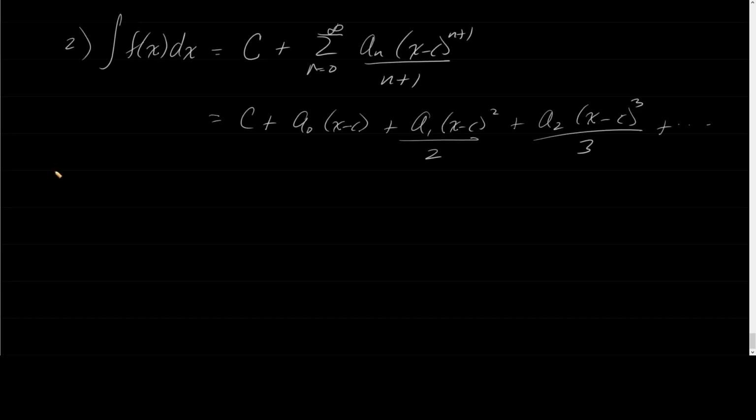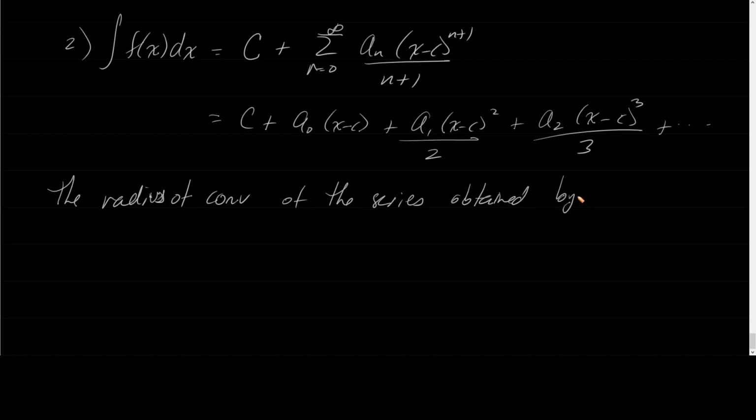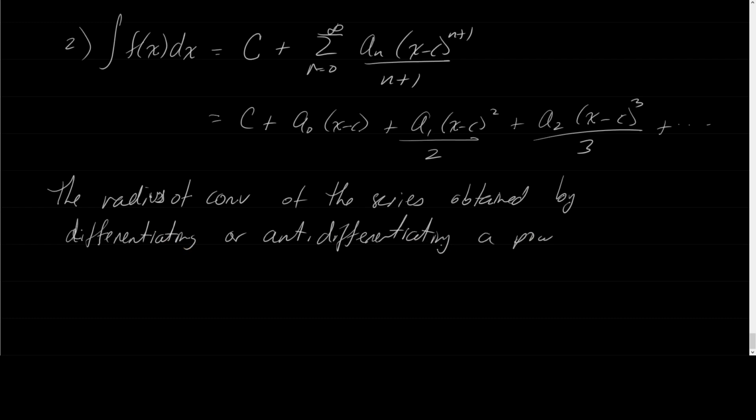So the radius of convergence of the series obtained by differentiating or anti-differentiating a power series is the same as that of the original power series.